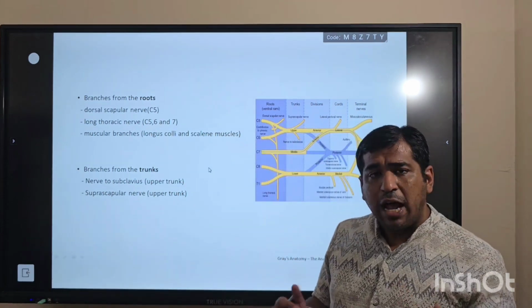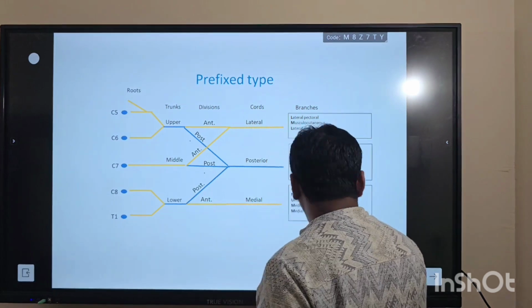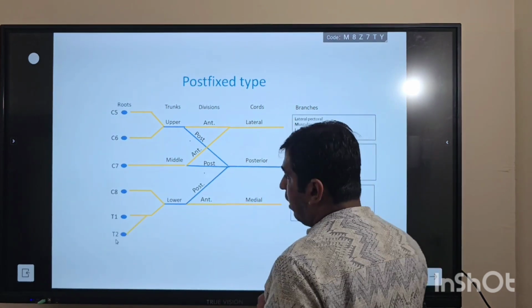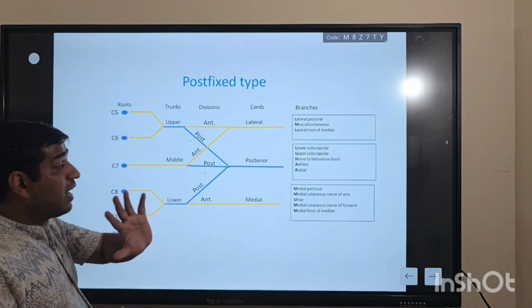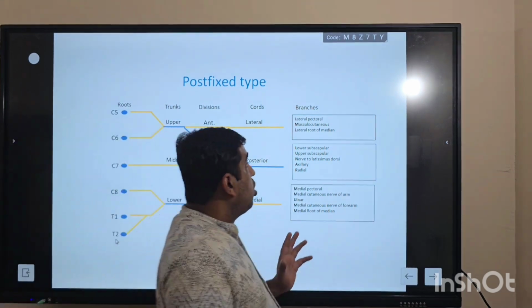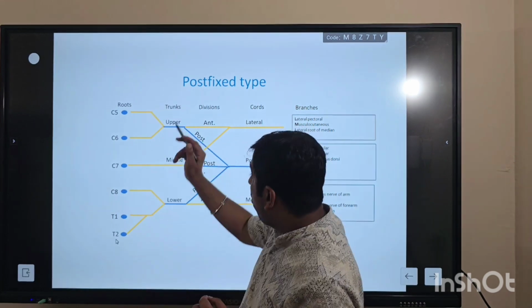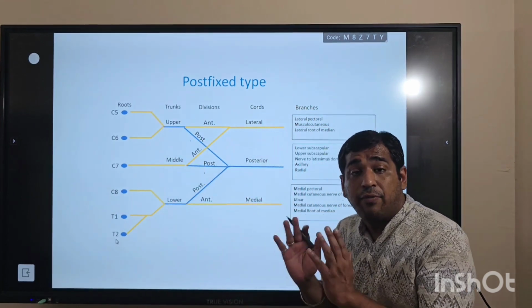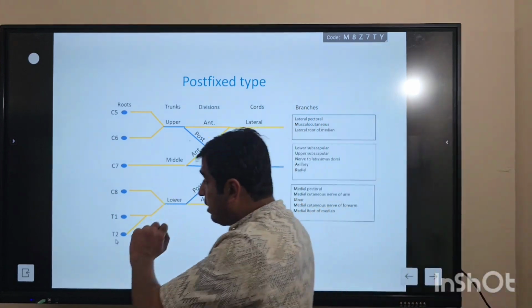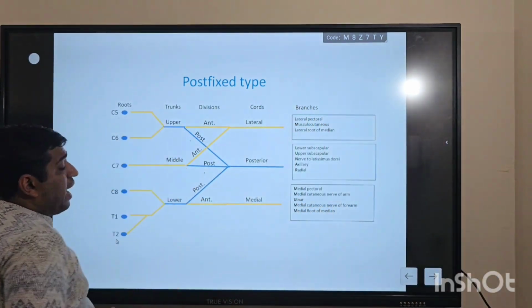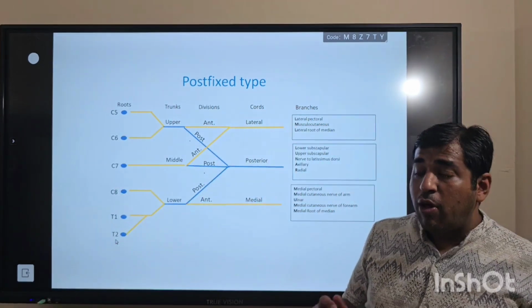Now we'll see the branches. The branches will be from the roots, from the trunks. Divisions don't give branches, and the cords give branches. So from the roots we have the dorsal scapular nerve and the long thoracic nerve.